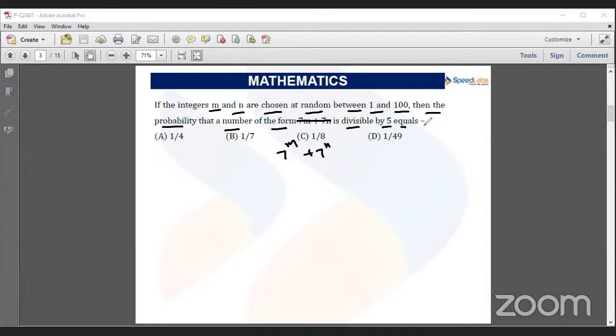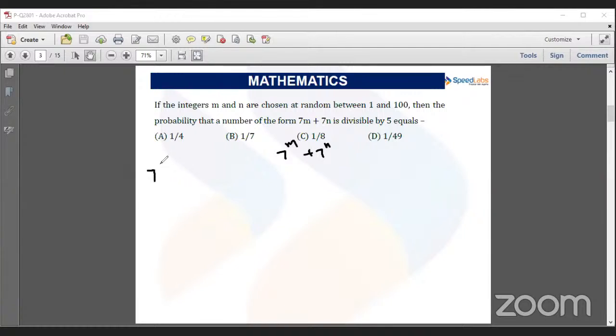Between 1 and 100 we have to choose m and n. Then the probability that a number of the form 7 power m plus 7 power n is divisible by 5 equals. Okay, let's start then. You can send me the answer in the meanwhile.